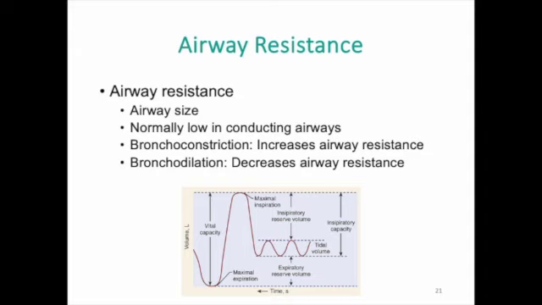Bronchodilation decreases the resistance to airflow, and this is caused by beta 2 adrenergic receptor stimulation. Bronchoconstriction, however, increases airway resistance, and it's caused by stimulation of the parasympathetic receptors in the bronchial smooth muscles and by numerous irritants in the environment and inflammatory mediators. Airway resistance can be increased by edema of the bronchial mucosa, by airway obstruction such as mucus, tumors, or foreign bodies.